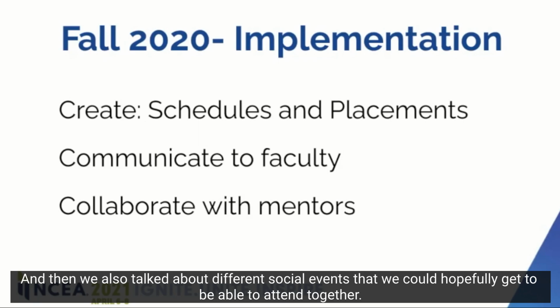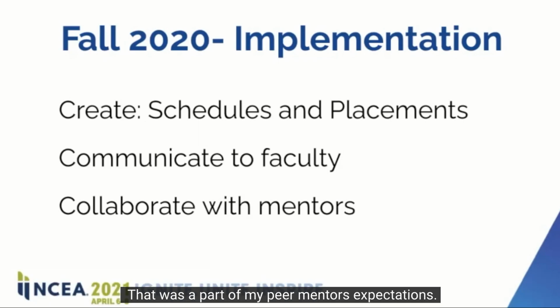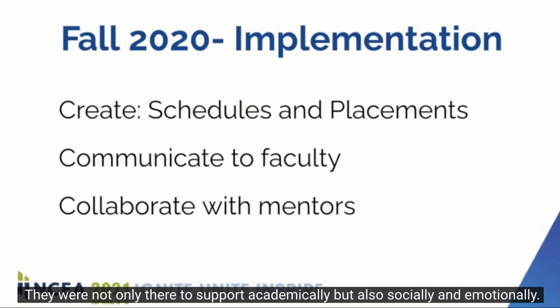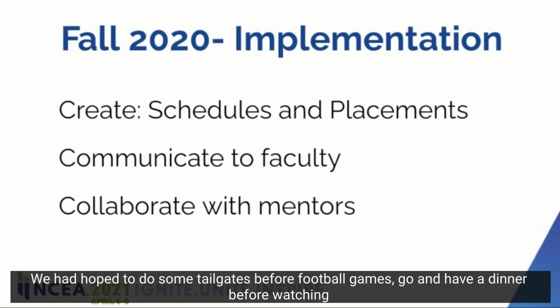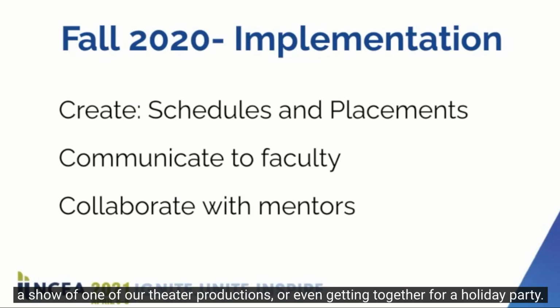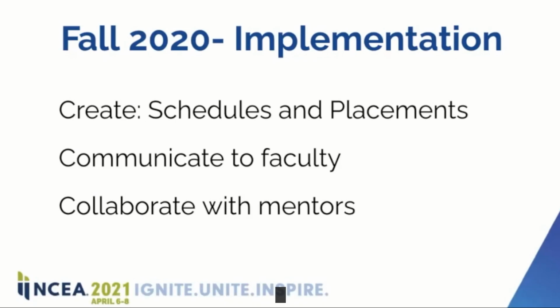And then we also talked about different social events that we could hopefully get to attend together. That was a part of my peer mentors' expectations. We're not only there to support academically, but also socially and emotionally. So, what social events could we get together for as a group? We had hoped to do some tailgates before football games, go and have a dinner before a show of one of our theater productions, or even get together for a holiday party.